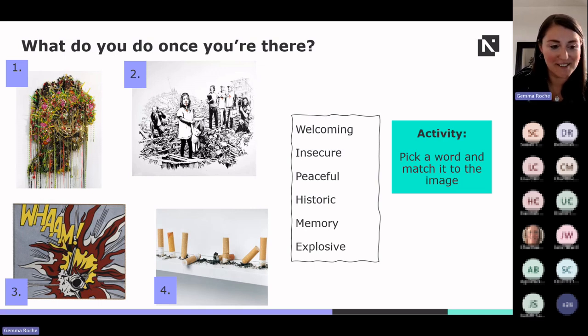Oh, 3, explosive. So for that one, 3, explosive, what other words would you link with that image? So explosive, plane, fire. On the same post-it, if you can try and write 5 words, including the first word that you picked.